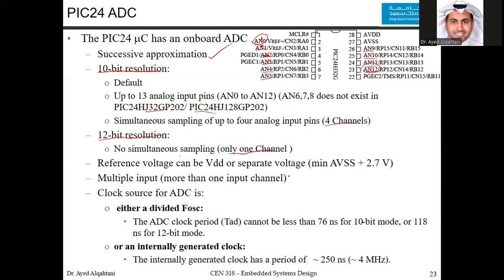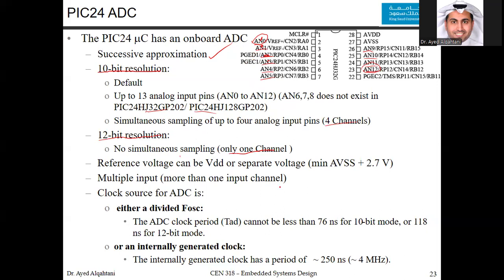But this is okay. Like if you are measuring the temperature and humidity, and the difference between taking the value of the temperature and the humidity was 1 clock cycle, which is a fraction of a microsecond, then you should be fine. It's not a big deal.